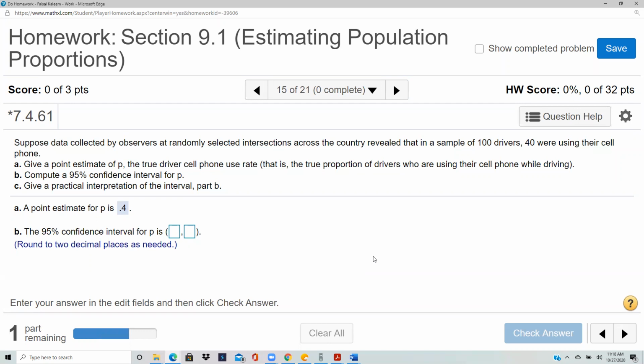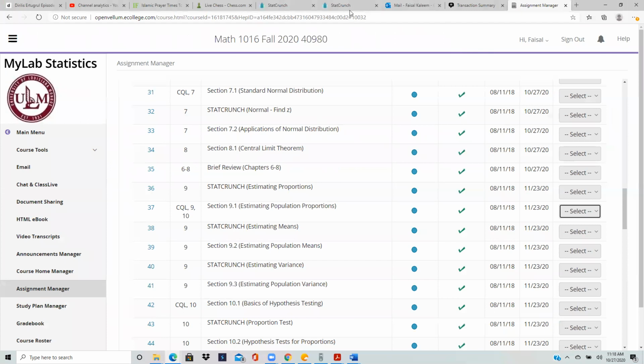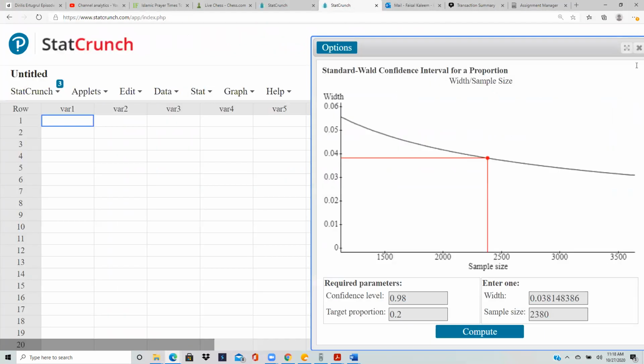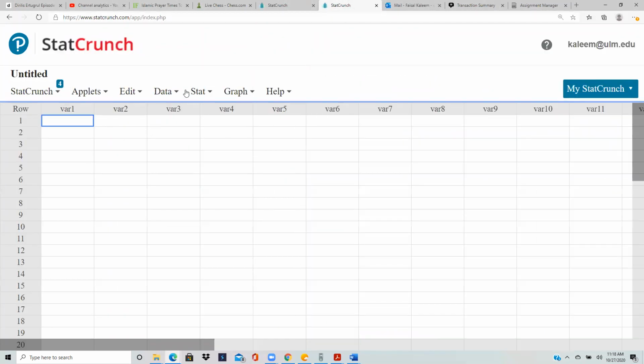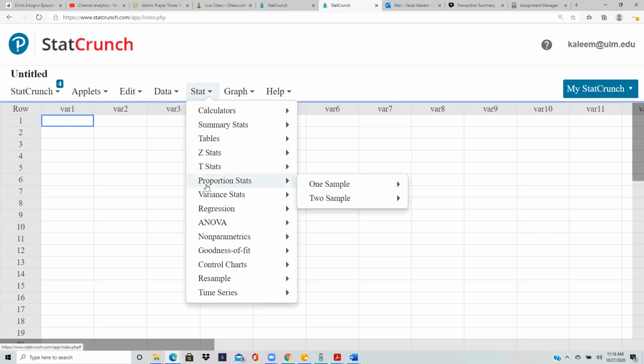The 95% confidence interval, okay, when you're making confidence intervals for proportions, you use proportion stats in StatCrunch. So stats, proportion stats. Normally, when you're making a confidence interval, it's one sample with summary, unless there's data in the problem, and then you will recognize the data when you see it, when it's there.